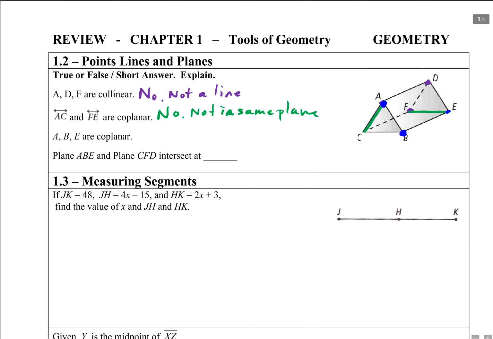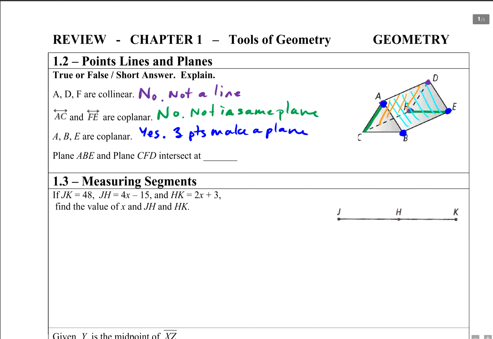All right, points A, B, and E are coplanar. So there's A, B, E. Yes, and that's an easy one because 3 points make a plane. And plane ABE, we just marked those. So I'll lightly shade plane ABE and plane CFD. Let's find CFD. CFD is in the back there.